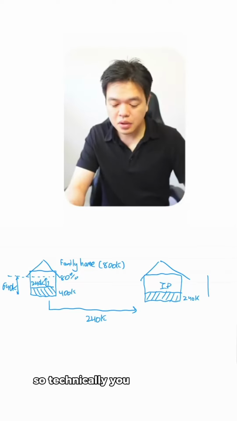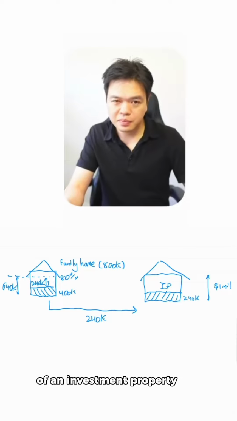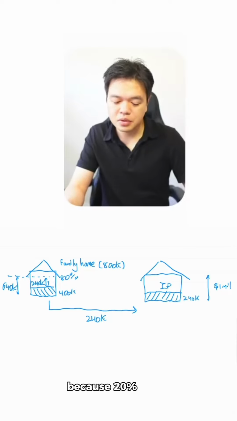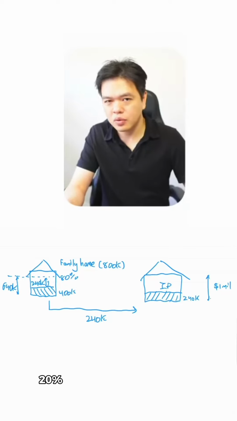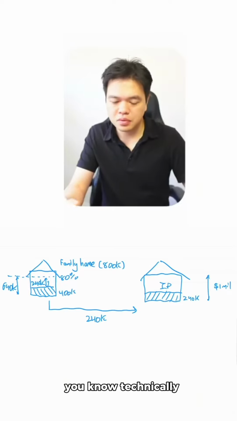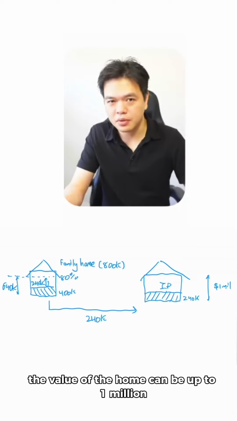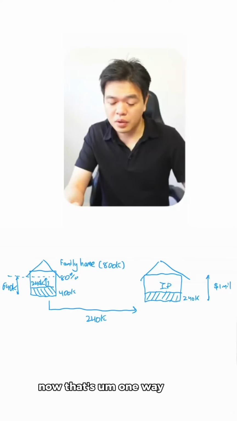So technically, you could even go up to $1 million for an investment property here, right? Because $240K is 20%, and you can borrow the other 80%. That means, technically, the value of the property can be up to $1 million. Now that's one way to do it.